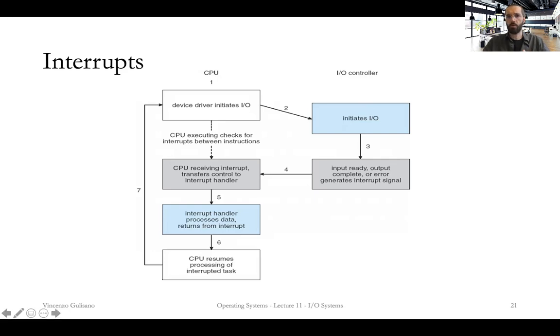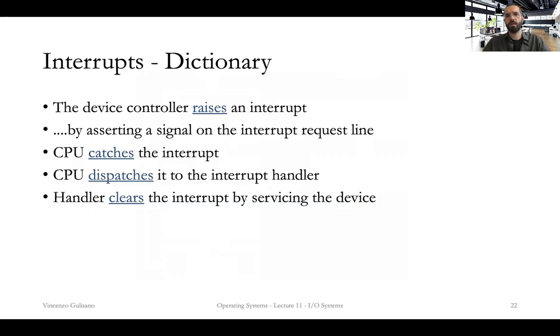And the CPU will react to that with the interrupt handler. And notice that in between 1 and 4 here, the CPU is executing checks for interrupts between every instruction. Okay. Eventually, the CPU will resume the processing of the interrupted task and go back to step 1. So we say that the device controller raises an interrupt by asserting a signal on the interrupt request line. The CPU catches the interrupt and dispatches it to the interrupt handler, and the handler clears the interrupt by servicing the device.